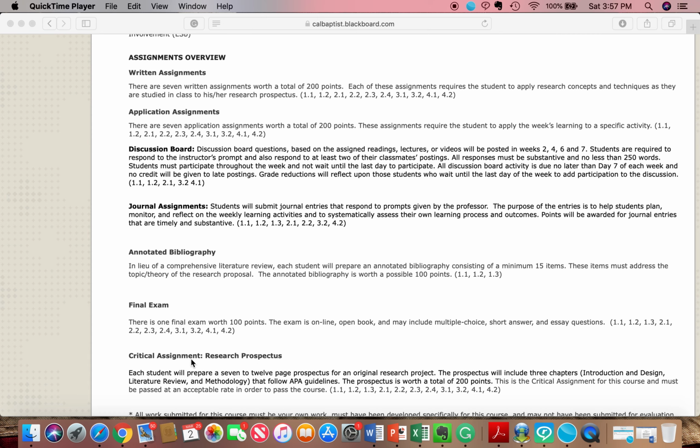Why I started with the critical assignment is that each week of this course, we are going to build the individual pieces that make up the research prospectus. Unlike other courses where weekly you're introduced to information, and ultimately for the critical assignment, you take that information and write a paper, this course is different. Each week you're going to build a module, a portion of it, and at the end you're going to put together all those pieces, and that's your critical assignment.